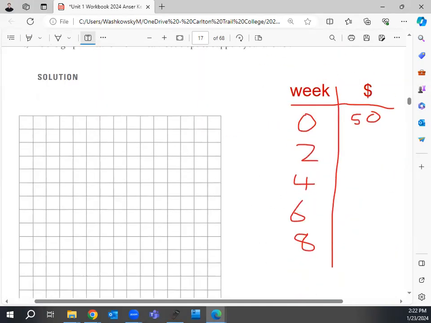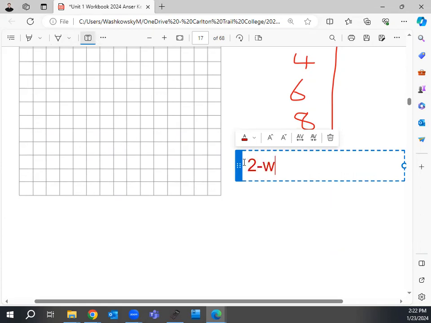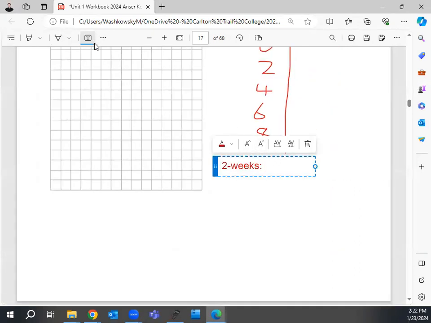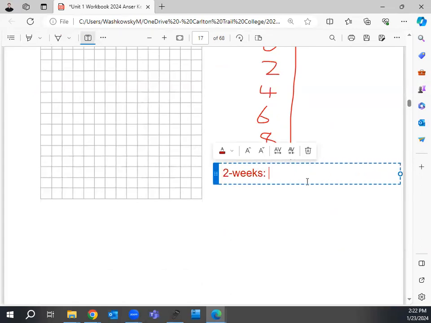So I need to find the cost of this every 2, 4, 6, and 8 weeks. We're working with percentages here. What is it going to be after 2 weeks? How much is this going to cost after 2 weeks? Well, here's what I know. It starts out at $50, right? That's what it's starting out as.